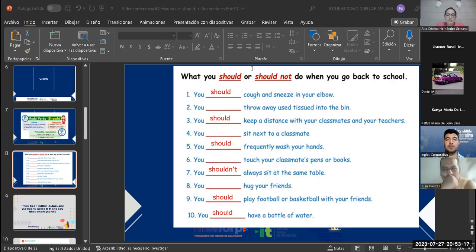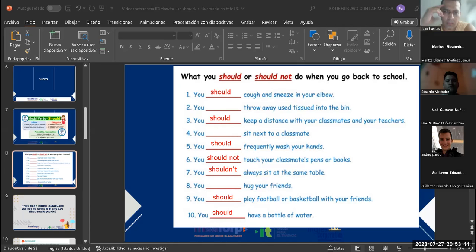Number six. Okay, yeah, thank you. You should not touch your classmates' pens or books. Or books, yeah. I guess it was like habits, different habits. Not to share things, no compartir cosas, right? For example, pens or books or whatever, right? Okay, maybe we can have Katia, and after Katia, we can have Oscar, Daniel.